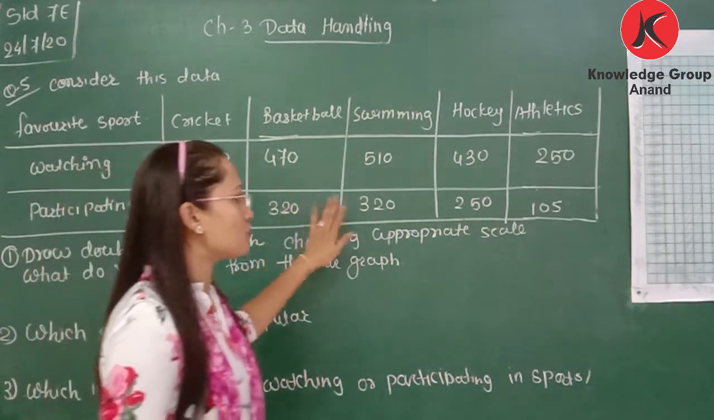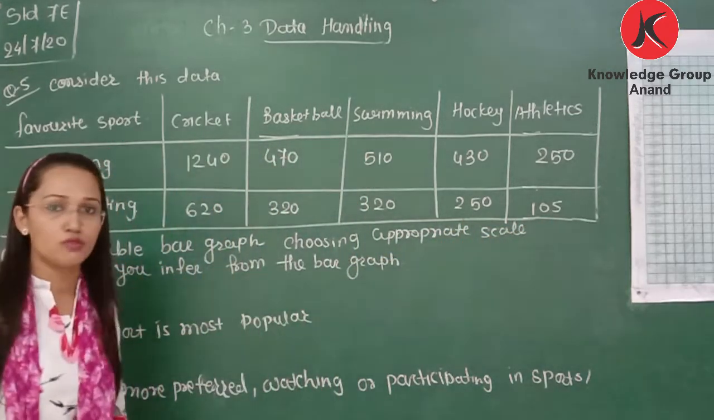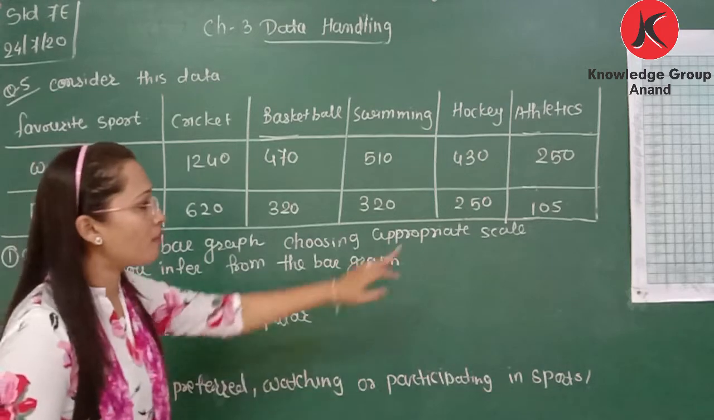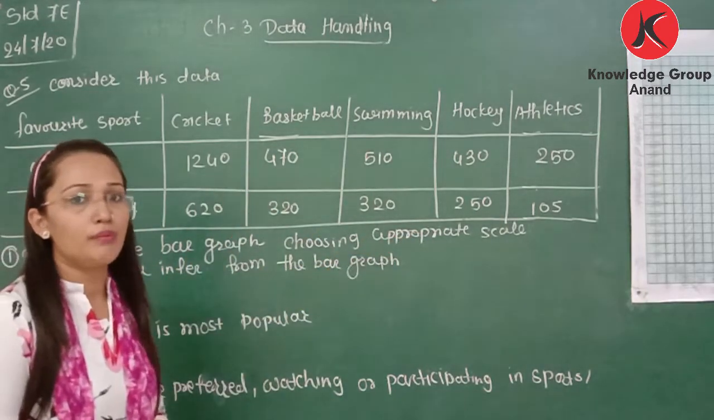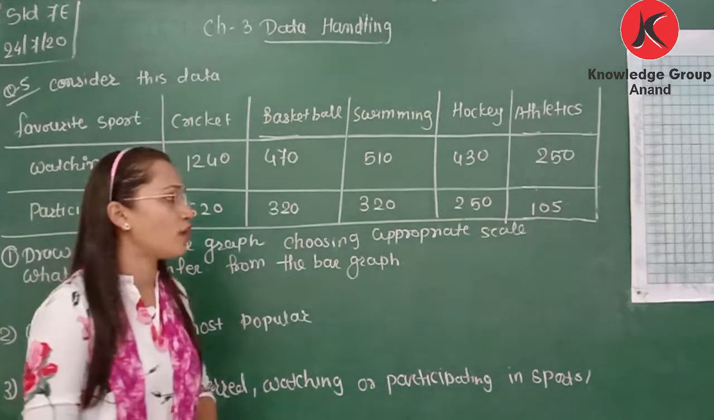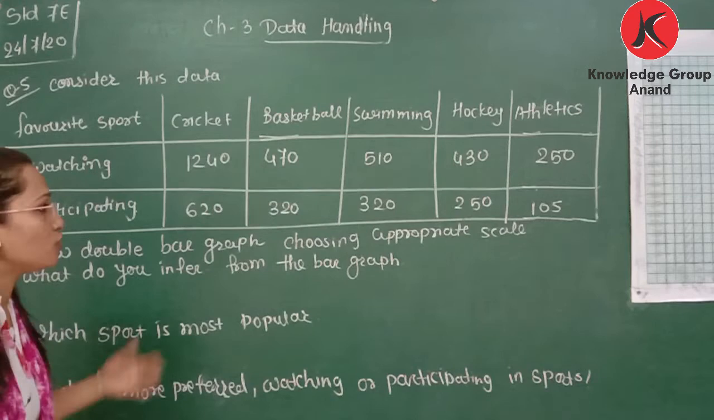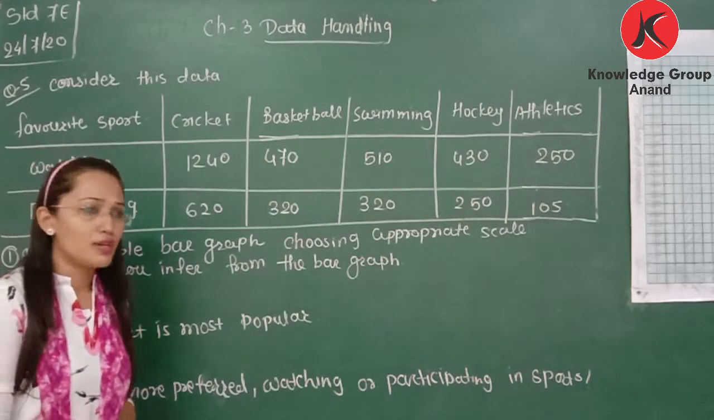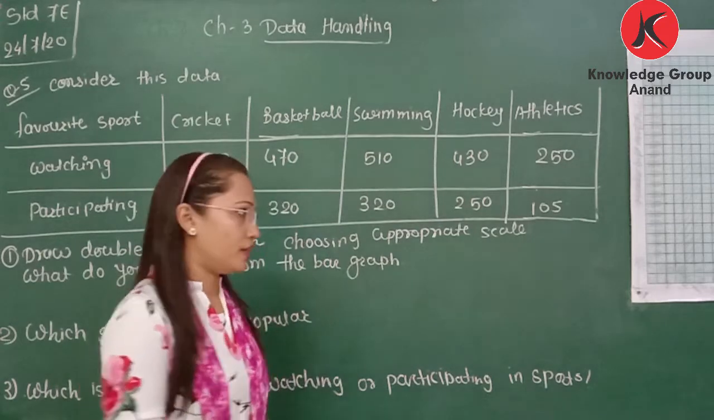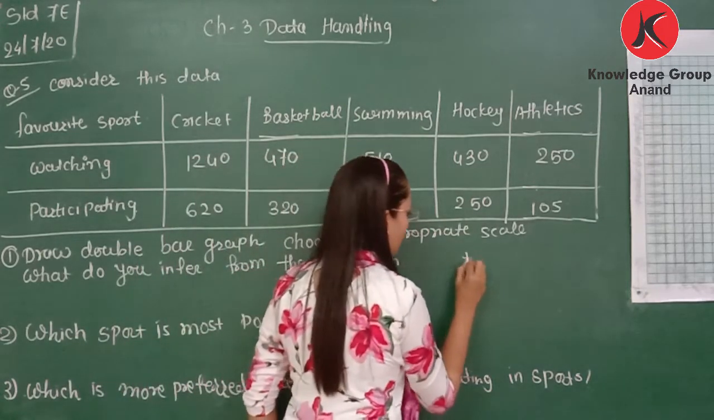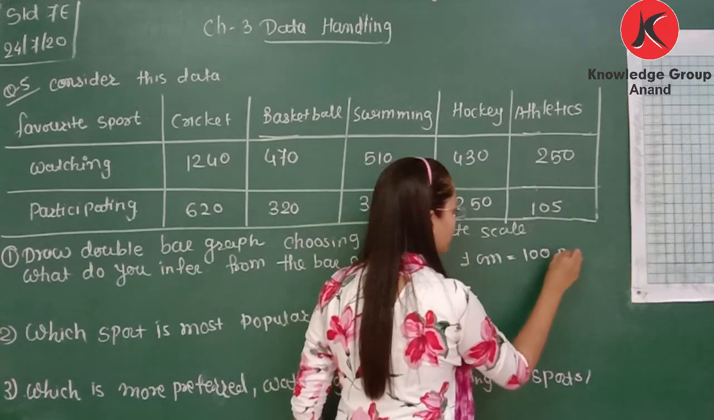So here you can see that the smallest value is 105 and the largest value is 1240. So the minimum value is 105 and the maximum is 1240. It means you need to represent data from 105 to 1240, so you need to select the scale. Let's select the scale: 1 centimeter, or 1 unit, is equal to 100.